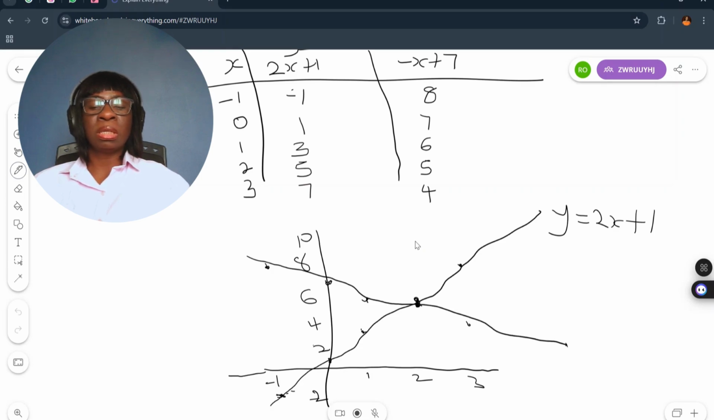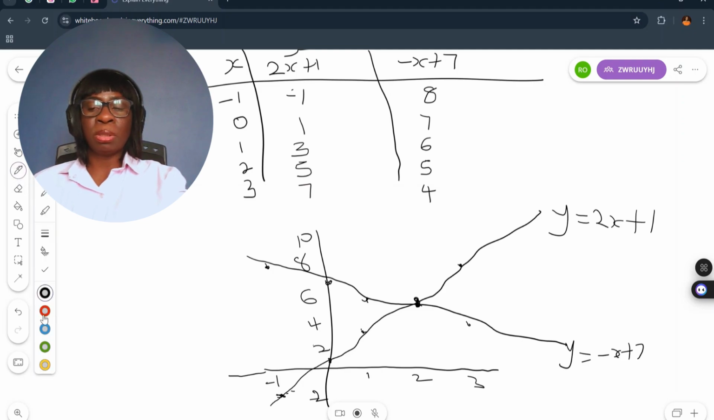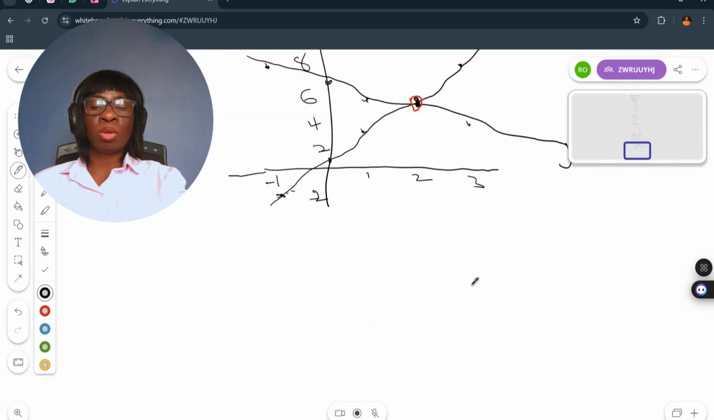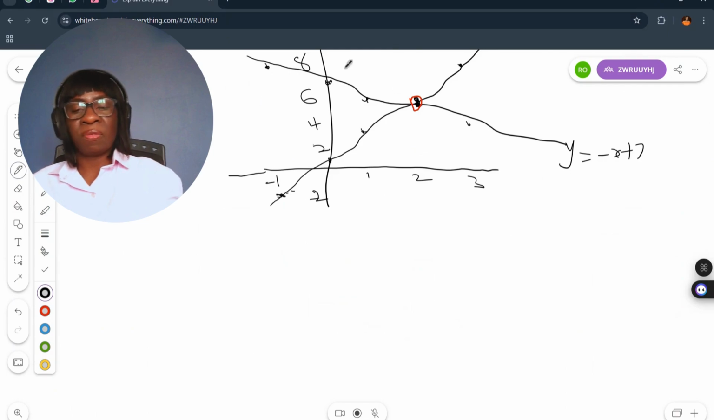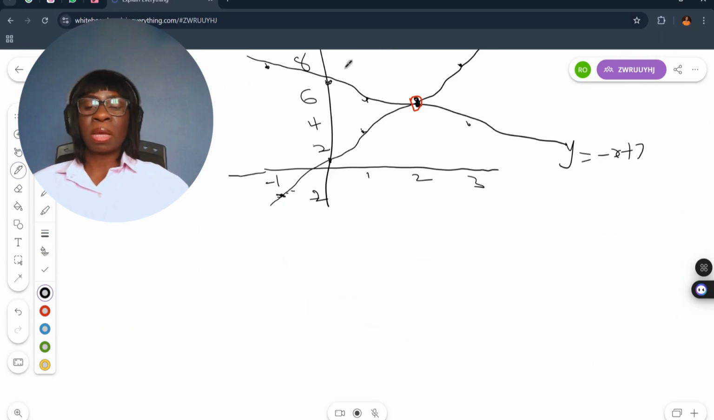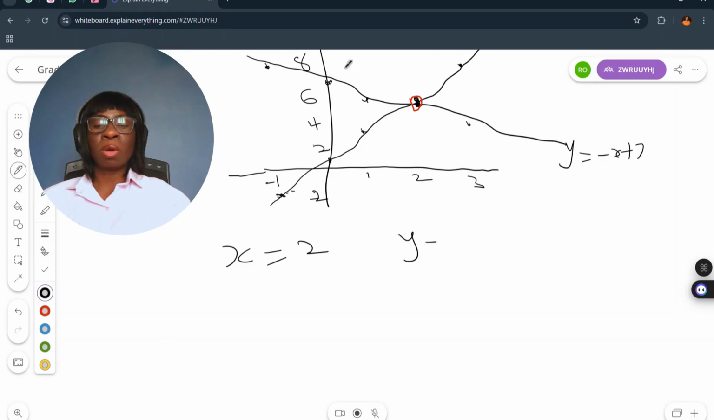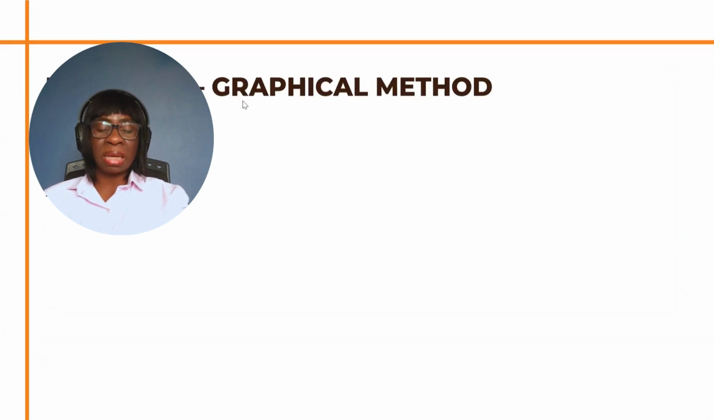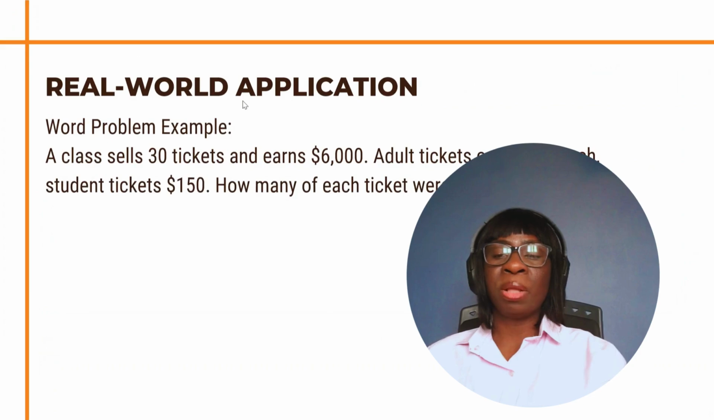So this is the line for y equals minus x plus 7. You see that this is the point where they meet. Both lines meet at this point. They meet at the point where x is 2 and y is 5. So that means x equals 2 and y equals 5. So that is how to solve a system of linear equations using the graphical method.